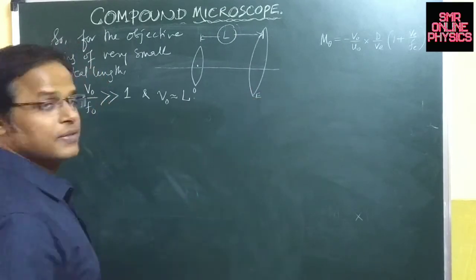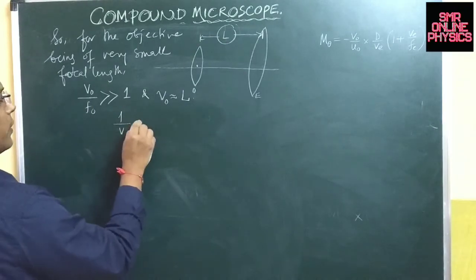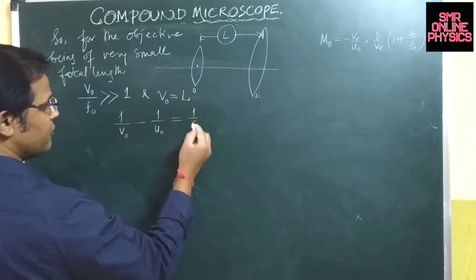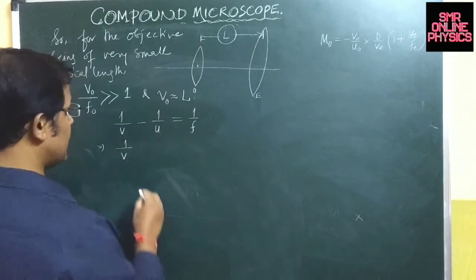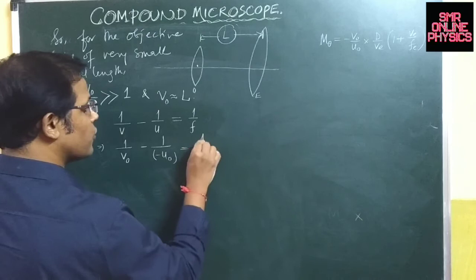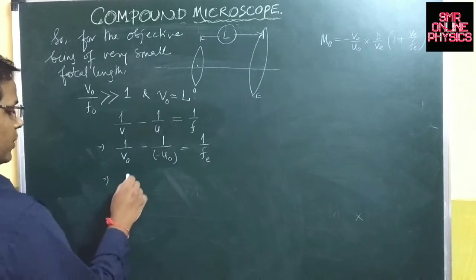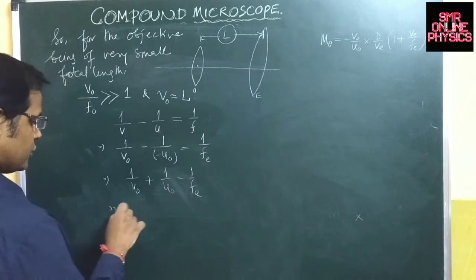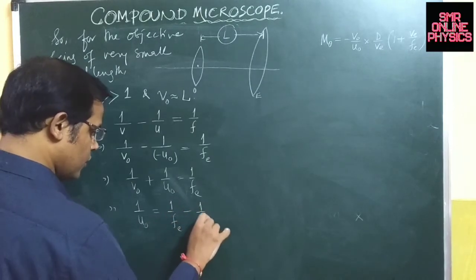This is my eyepiece. Great. Now for this objective we can write 1 by V naught minus 1 by U naught is equal to 1 by F. Instead of directly writing it, I can show you in a second step with the sign conventions correctly. This is V naught positive, this is minus U naught, equal to 1 by F naught. So 1 by V naught plus 1 by U naught is equal to 1 by F naught, so 1 by U naught is equal to 1 by F naught minus 1 by V naught.